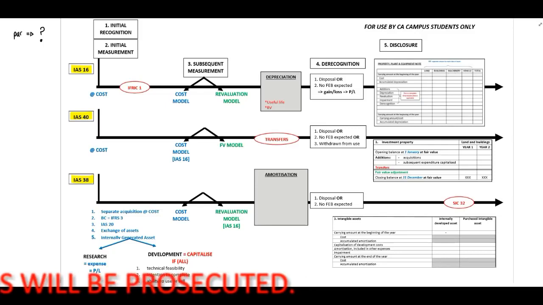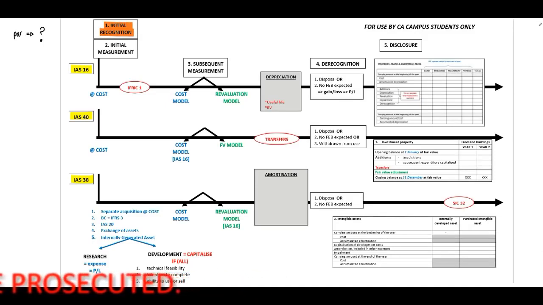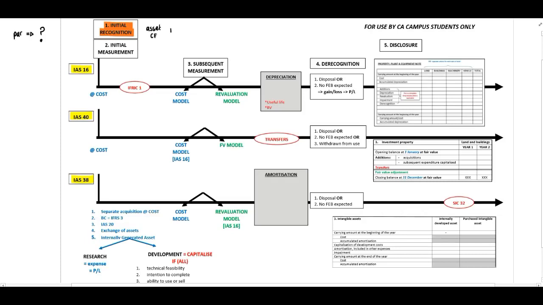Now, we are going to look at our initial recognition first, from a theory discussion point of view, where you need to be led by the number of marks available. Therefore, guys, normally when you look at your assets section, you will have to discuss your asset definition in terms of your conceptual framework. Then you need to discuss the definition in terms of the applicable standard, being IAS 16, 40, 38.